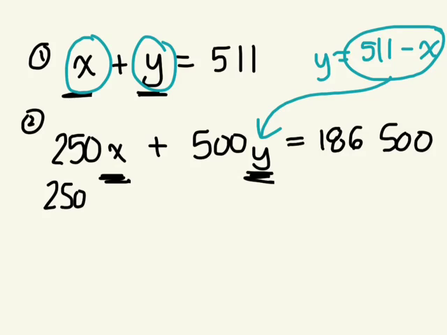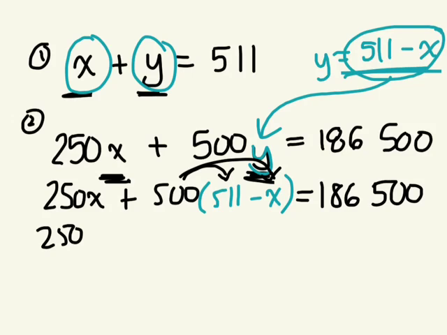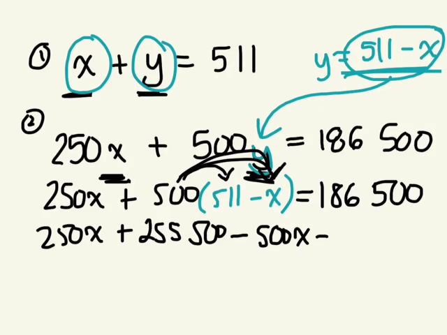So we have 250x plus 500 times (511 minus x) equals 186,500. We need to use the distributive property to expand this. 250x plus, what's 500 times 511? 255,500. Then 500 times x is negative 500x, equals 186,500. Combine like terms.